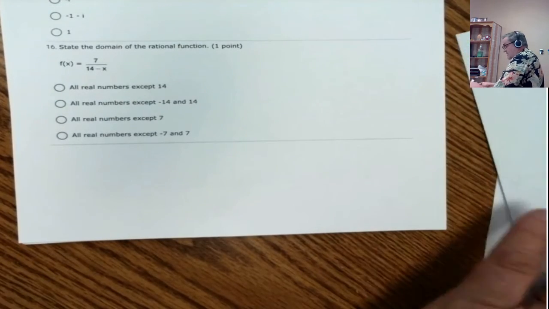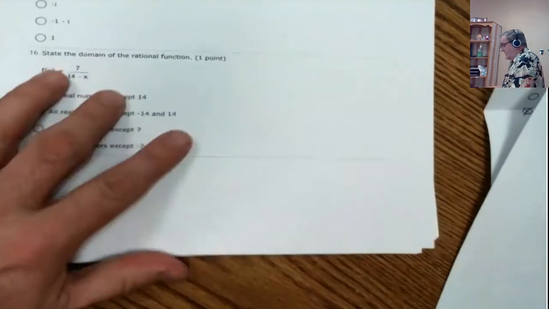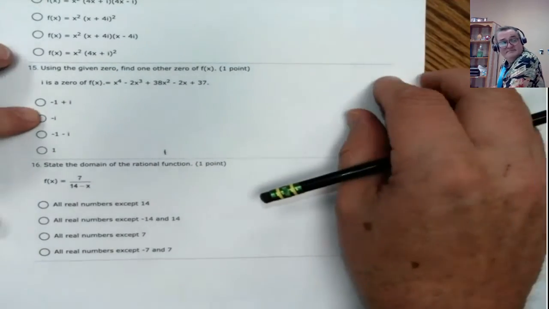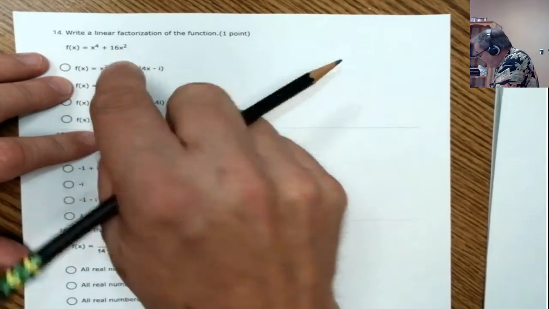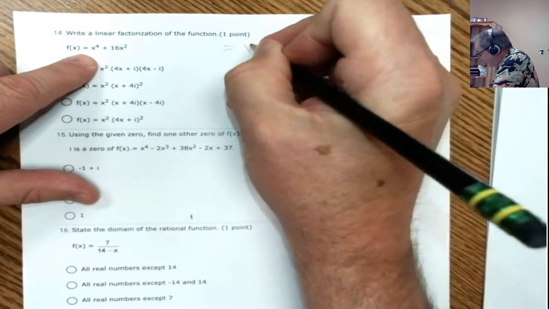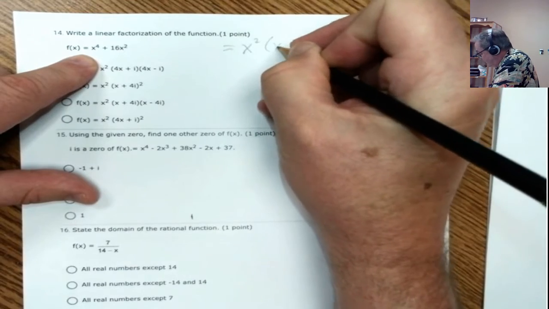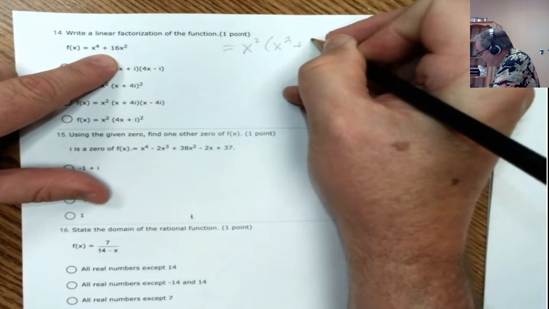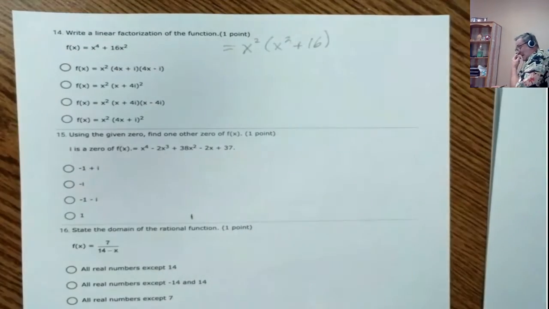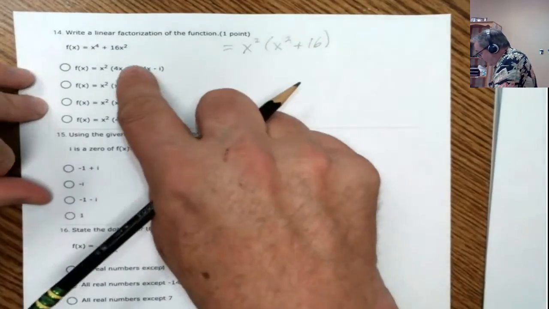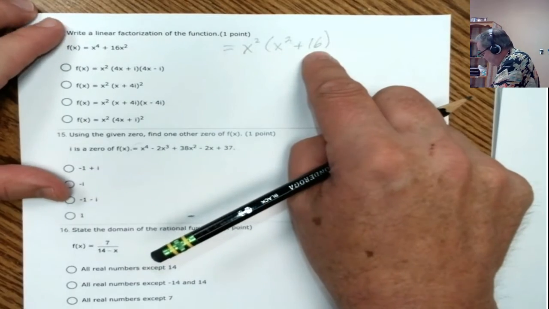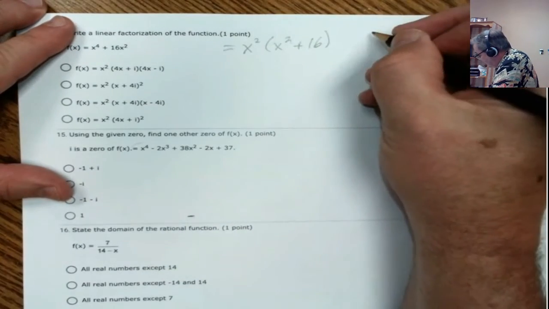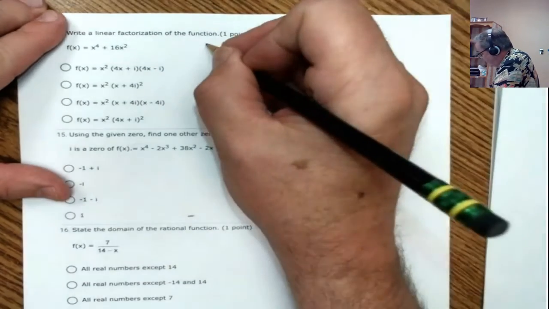All right, let's continue on. Write a linear factorization of the function. So they want us to factor this. Let me get all the way down where you can see it. All right, so the first thing we see is we can factor an x squared out, and that leaves x squared plus 16. Okay, well, we need to factor that further because we don't have that as an option yet. We haven't factored it.